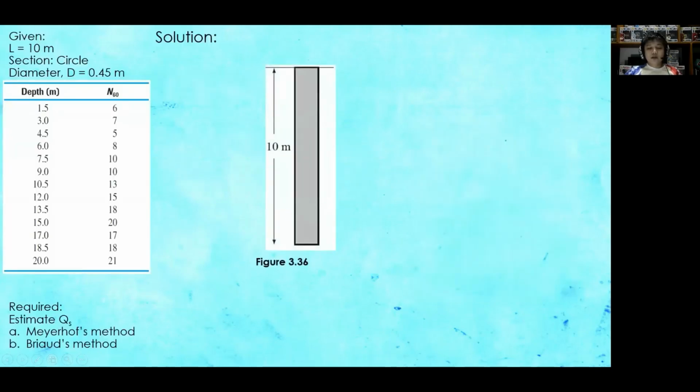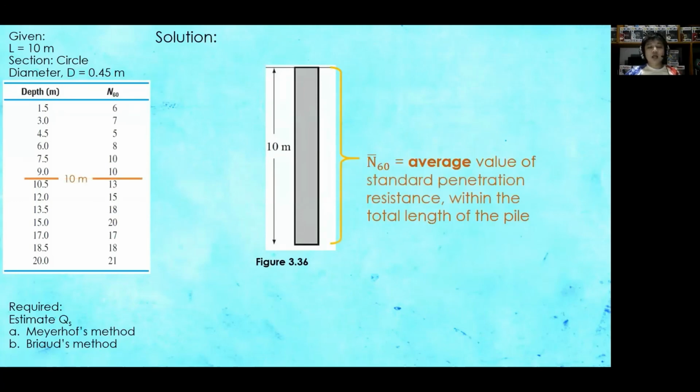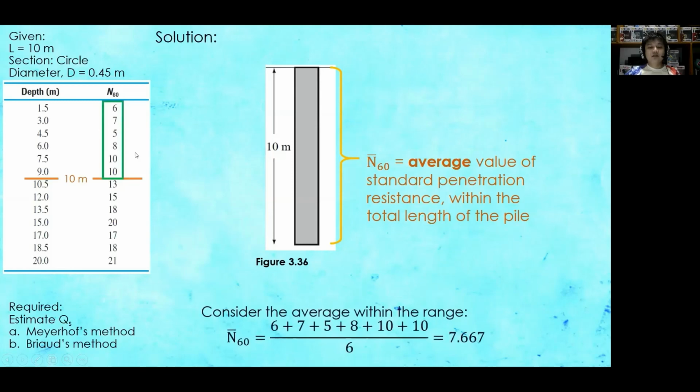For the first process, we need to identify the value of N60 bar. Again, N60 bar is the average value of standard penetration resistance within the total length of the pile. The total length of the pile is 10 meters. So from 0 to 10, within the range, the average is 6 plus 7 plus 5 plus 8 plus 10 plus 10 divided by the total numbers. So we have 6. Therefore, N60 bar is 7.667.